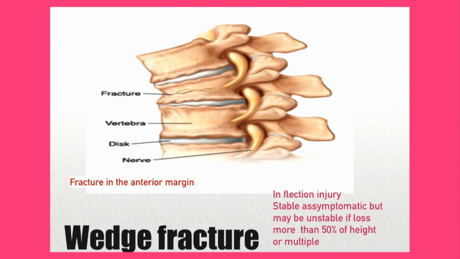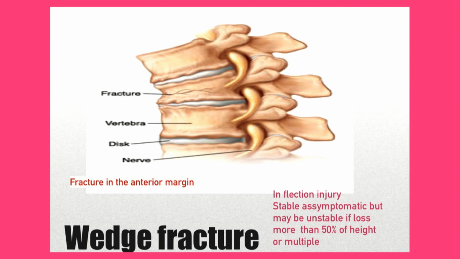Another type of traumatic spine fracture is called a wedge fracture. The wedge fracture occurs in case of flexion injury. It is also stable and asymptomatic, but may be unstable if there is a loss of more than 50% of the height of the vertebra or if it occurs at multiple levels.